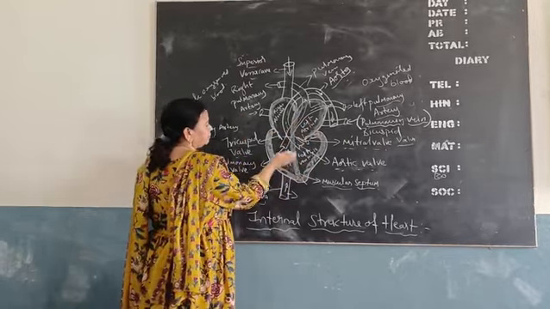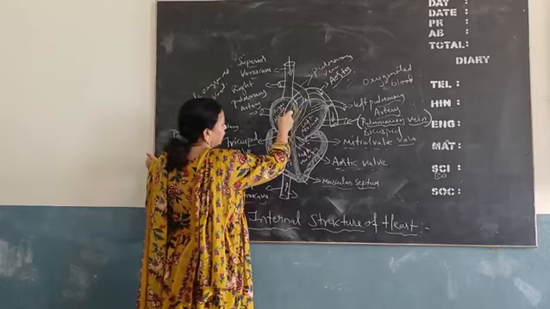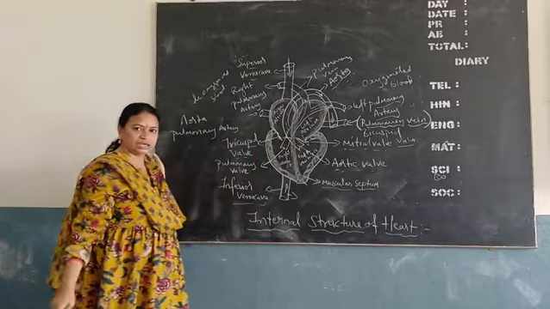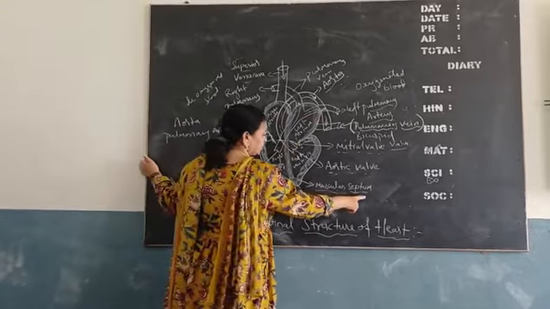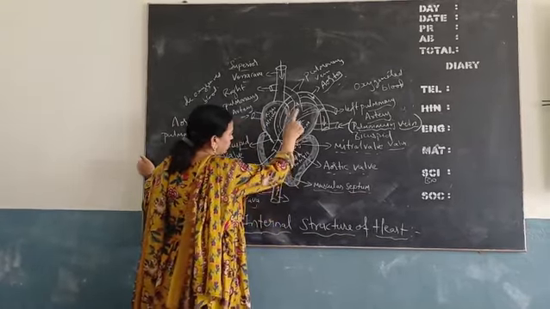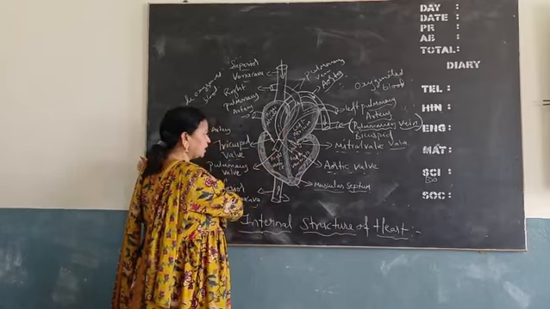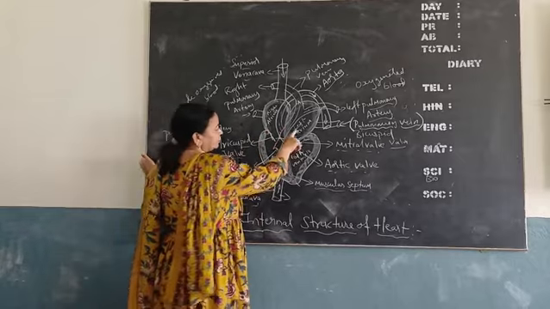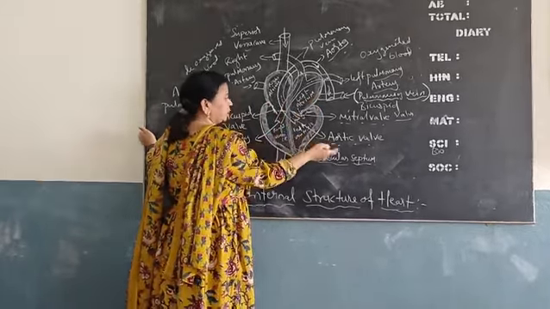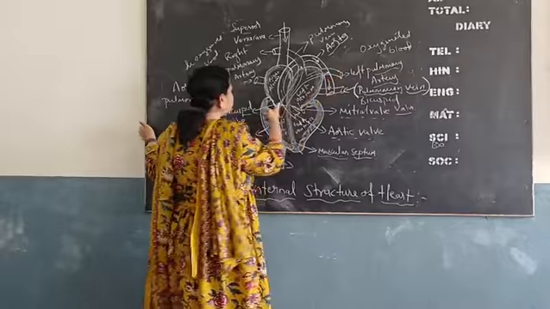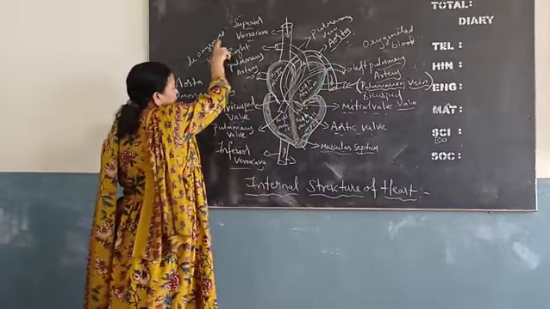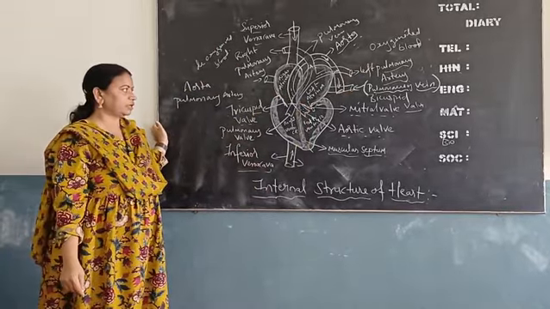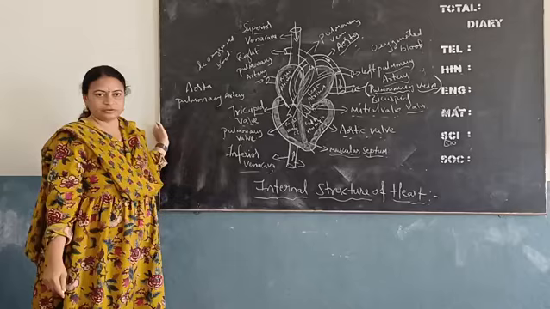At the same time, both sides of the heart, that is the right side and the left side of the heart, are divided by a muscular septum. Means what? It is built with a muscle which separates the right side and the left side of the heart, because the left side of the heart is filled with totally oxygenated blood, whereas this side is filled with deoxygenated blood. Deoxygenated blood means impure blood. Oxygenated blood means pure blood.